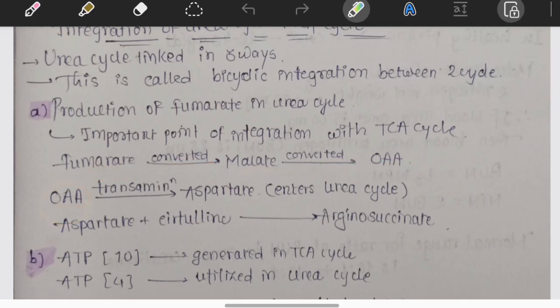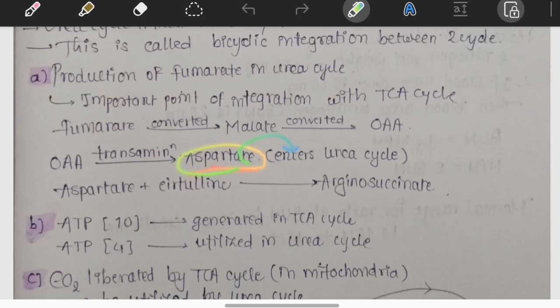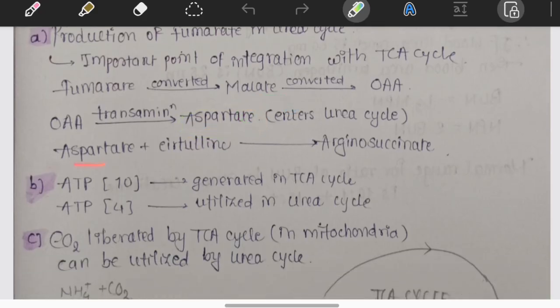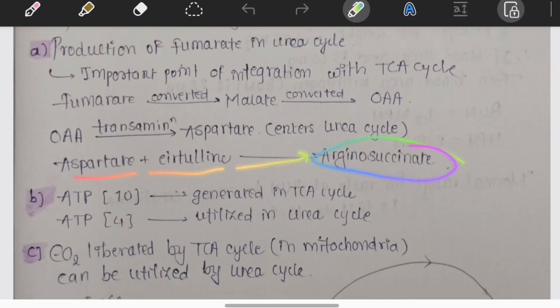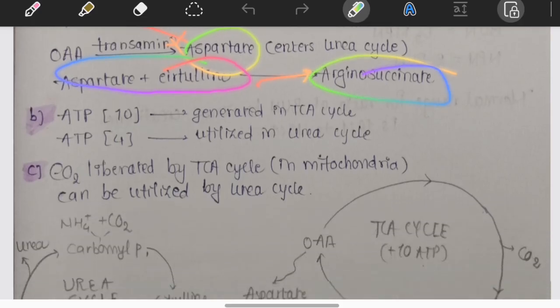Oxaloacetic acid is transaminated and forms aspartate, which also enters the urea cycle. Then aspartate plus citrulline forms argininosuccinate. So fumarate is important, as it is converted into aspartate, and aspartate is important for this reaction to form argininosuccinate.